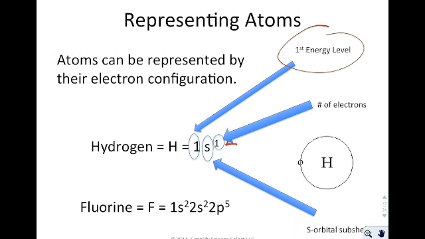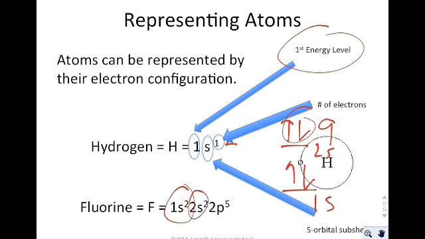Now fluorine's a little bit more complicated because fluorine has 9 electrons to deal with. In the ground state, we filled up the 1s with 2 electrons, hence 1s2. Then we filled up the 2s orbital with 2 electrons, 2s2. And then finally, we had the 2p orbital, and we filled it up with a total of 5 electrons, which makes it 2p5. So fluorine is 1s2, 2s2, 2p5.